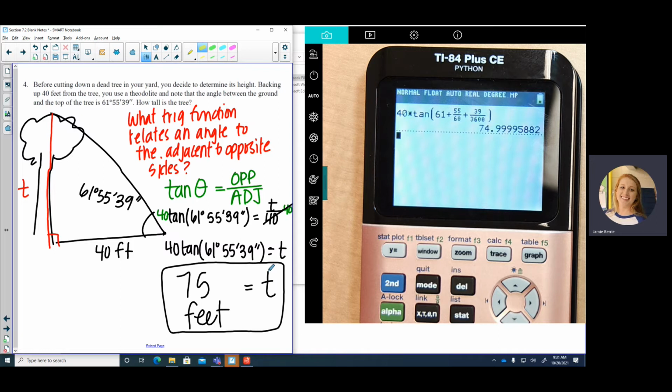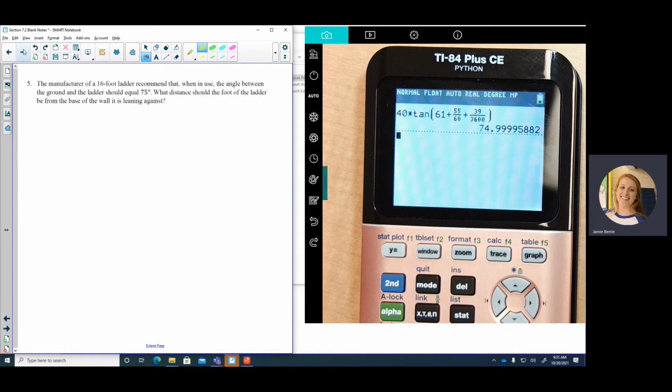All right, let's look at our next problem. It says the manufacturer of a 16-foot ladder recommends that when in use, the angle between the ground and the ladder should equal 75 degrees. What distance should the foot of the ladder be from the base of the wall it's leaning against? You may have to pause this if you're writing down the questions, but I'm going to draw my wall. And then here's my ladder.